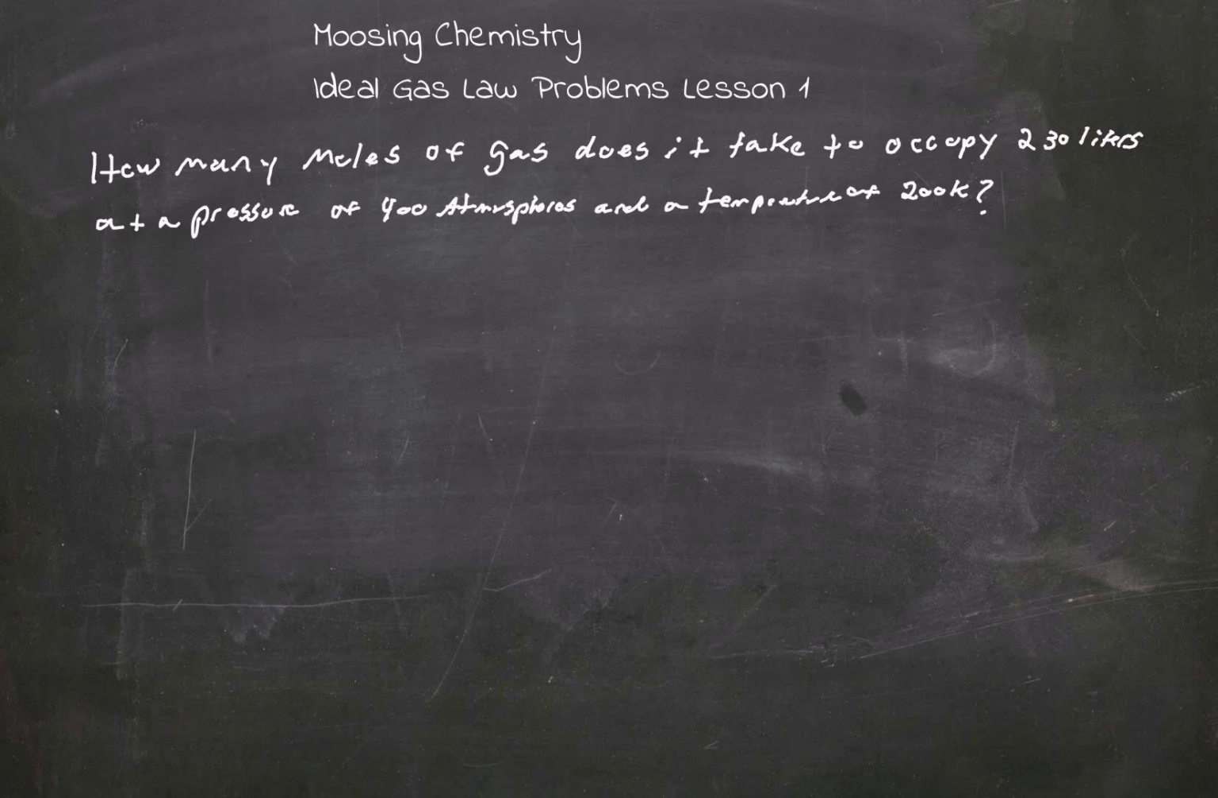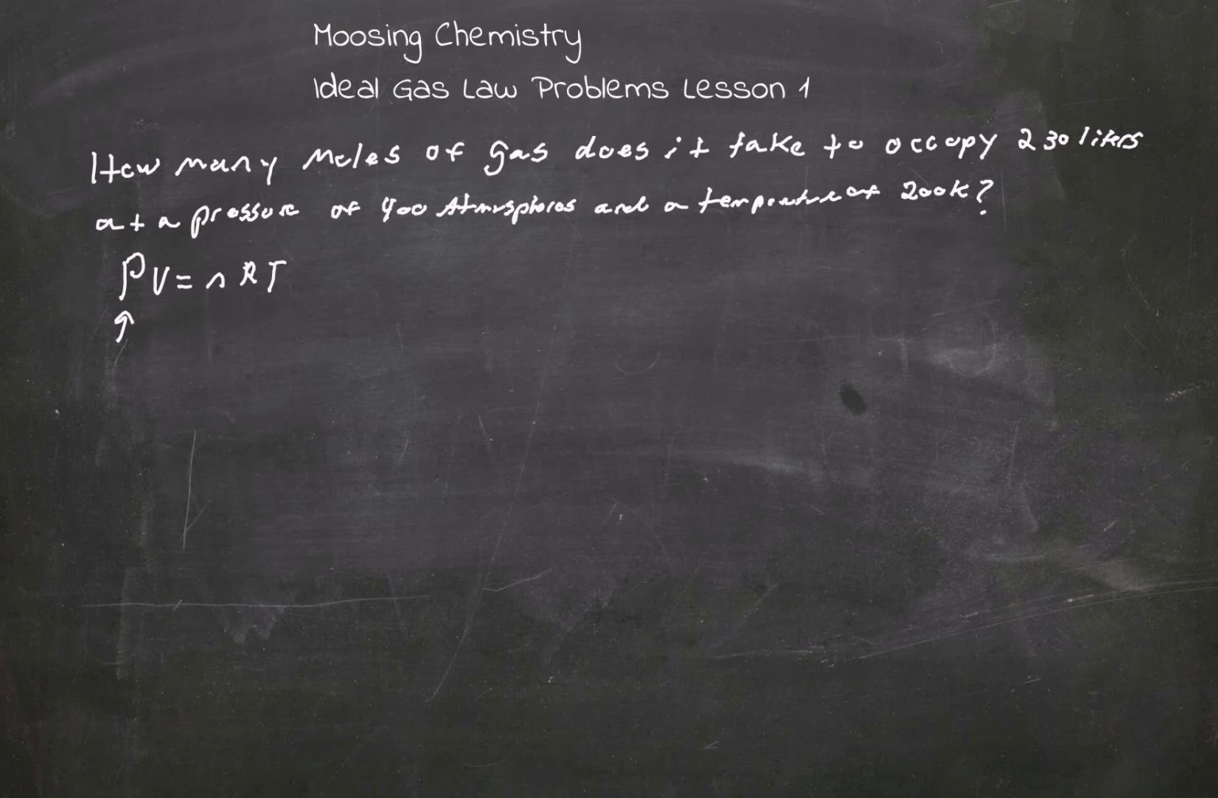This is the Ideal Gas Law Problems Lesson 1. In our first lesson with ideal gas laws, we explained the law. Now we're actually going to do some problems. Remember that the ideal gas law is PV equals nRT, where P is pressure, V is volume, n is the number of moles, R is the universal gas constant, and T is temperature.